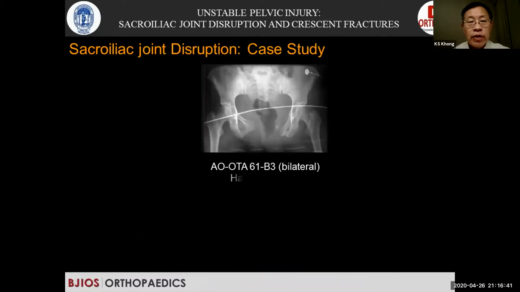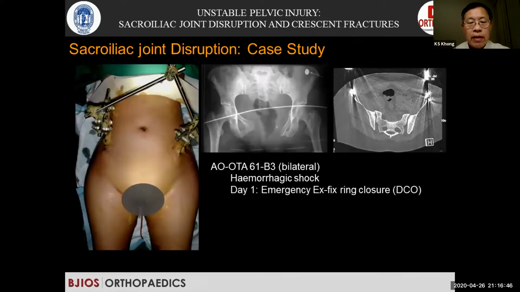So for sacroiliac joint disruption, just a case of a patient, young lady, fell from height, hemorrhagic shock, day 1, damage control with the external ring closure with an X-fix. Here we have actually moved the X-fix. Originally was across, and in preparation for the definitive fixation, we just changed the bars above so that we have more space to approach here.